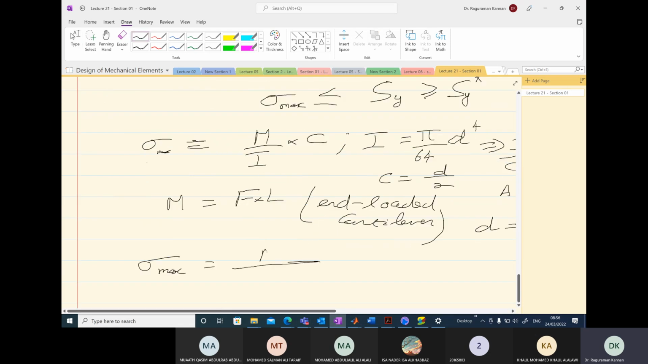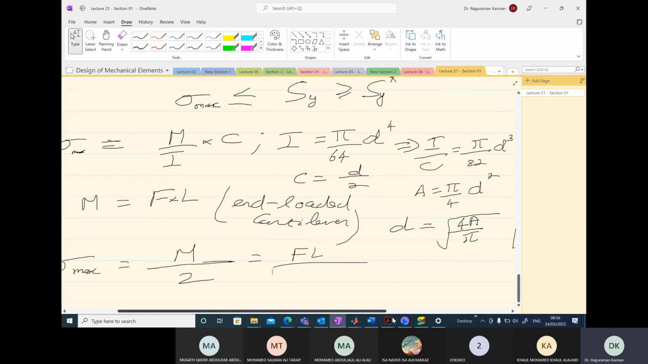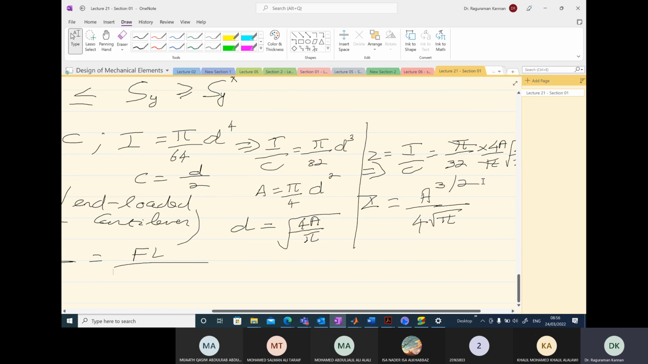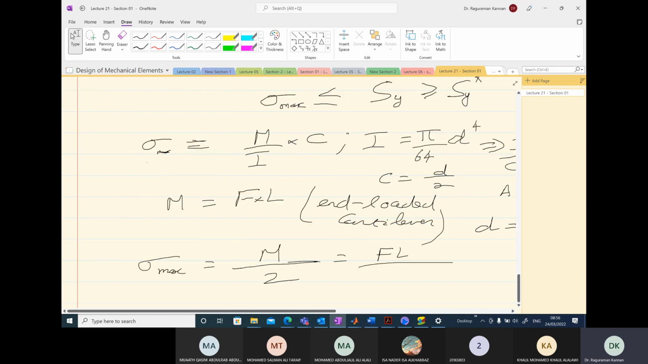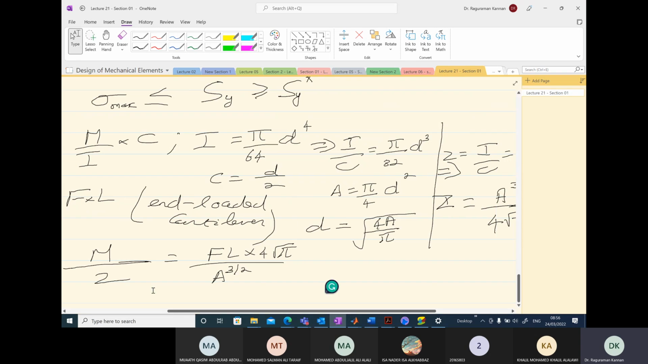So now M over Z can be written as FL over, in terms of area of cross section, a raised to the power 3 over 2 over 4 root pi. I can take it to the numerator. Now the sigma max has to be, of course, less than the minimum strength of the material, Sy star.